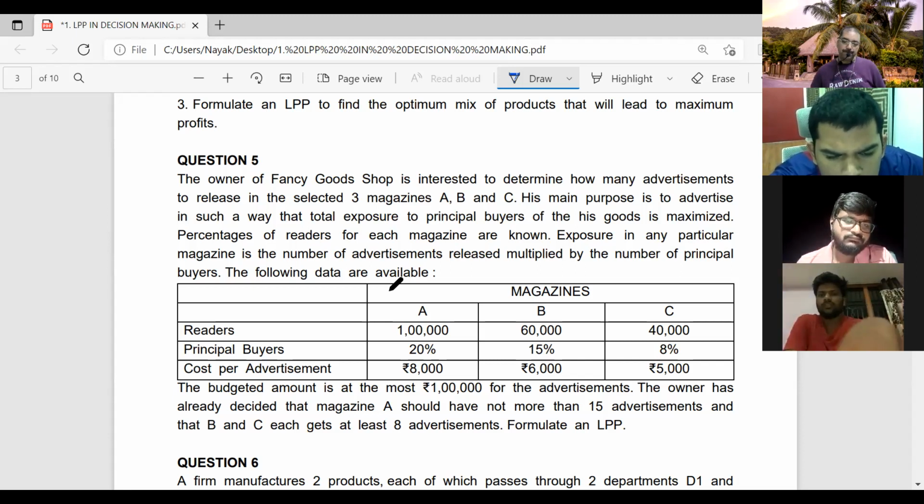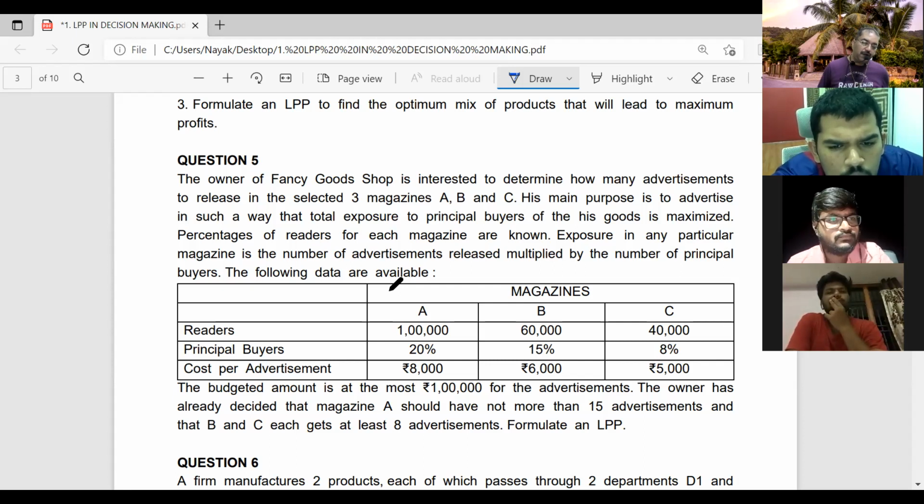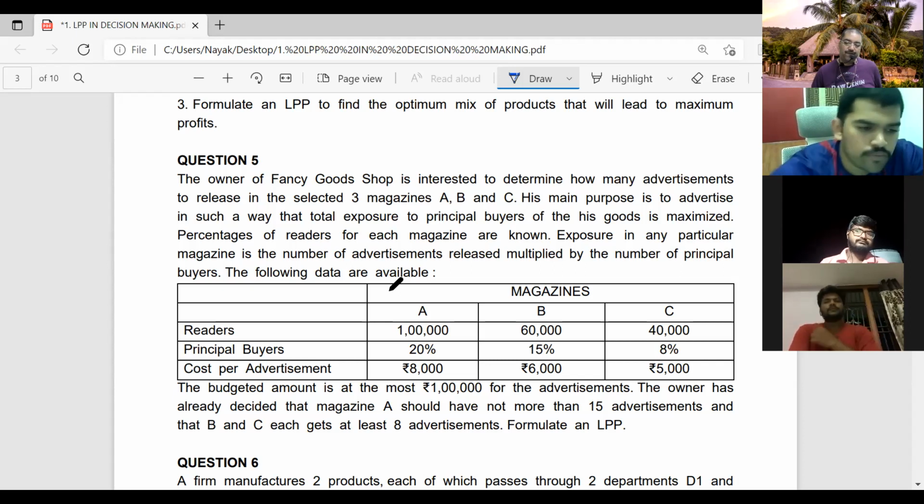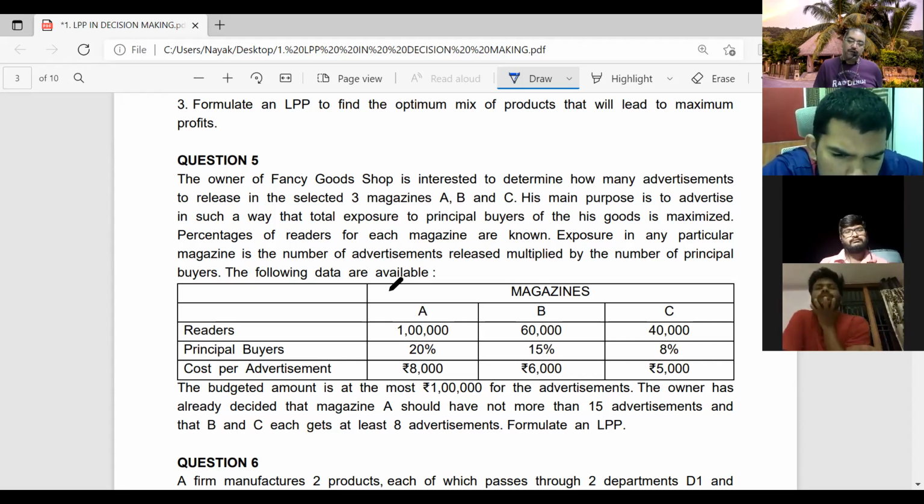Principal buyers, no, that is already given. So the three variables X1, X2 and X3 will be the required number of insertions or advertisements in each magazine, magazine A, B and C. Okay, number of advertisements. So let us write down.